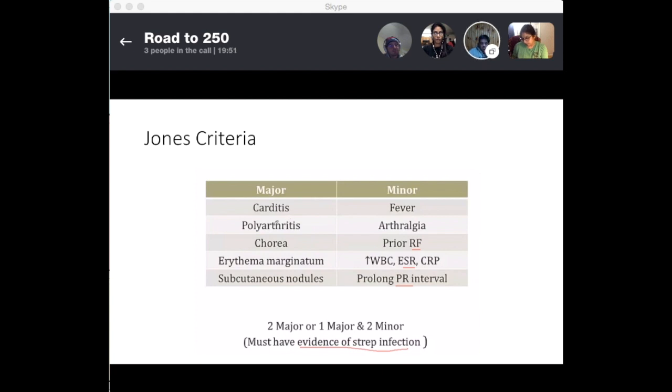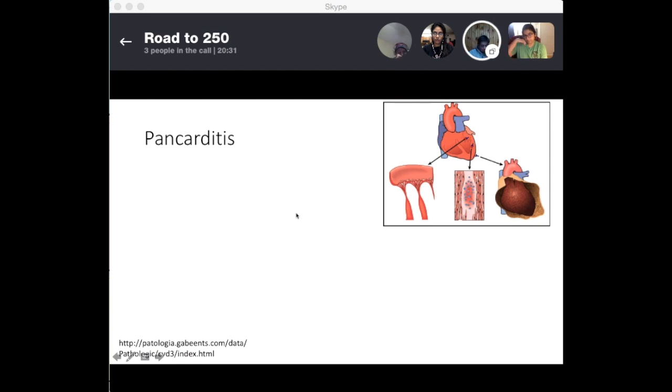So the major criteria, let's start with migratory polyarthritis. This is basically swelling and pain in large joints, such as your wrists, ankles, or knees, and they resolve within days, but then they migrate and involve another large joint. So you're going to see that in the Jones criteria: polyarthritis that's migrating, going from one spot to the other. Now, pancarditis or carditis, there are three things that can be affected: endocarditis, myocarditis, and pericarditis. Let me go to the next slide, and we're going to talk about all these.